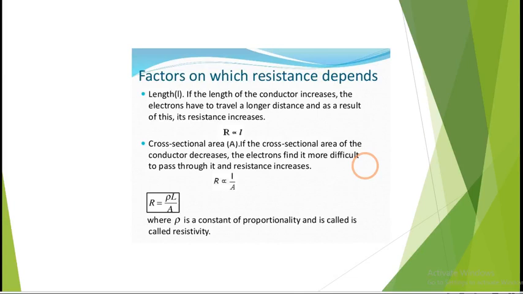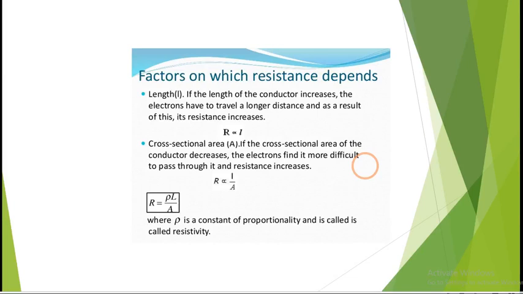Resistance R of a conductor of uniform cross section is directly proportional to its length. If the cross-sectional area of the conductor decreases, the electrons find it more difficult to pass through it and the resistance increases. You can write it is inversely proportional to the area of cross-section, so R is inversely proportional to A. When you combine these both terms, it will become R is equal to rho L upon A.